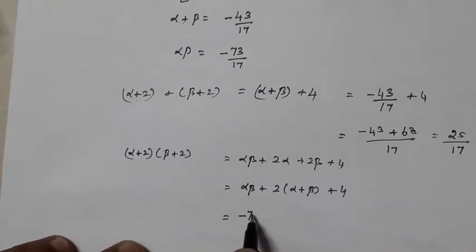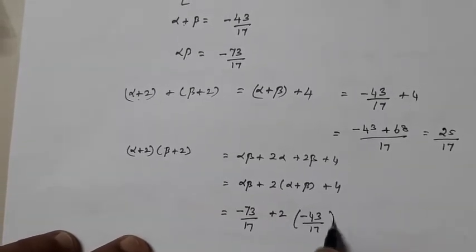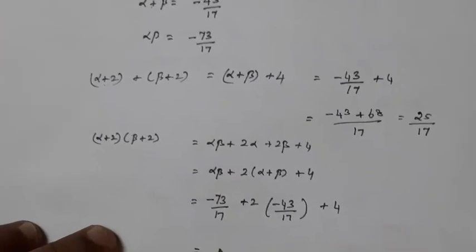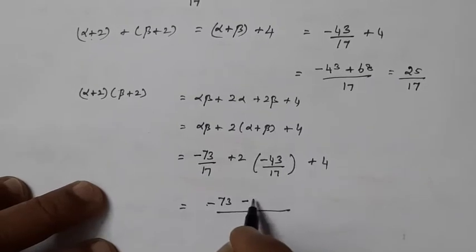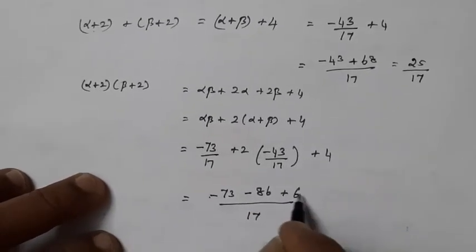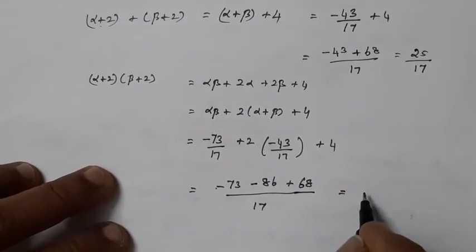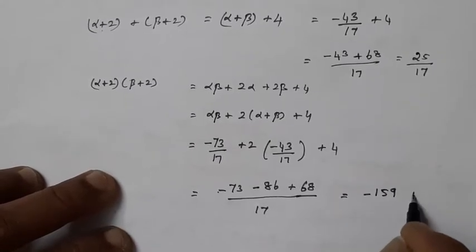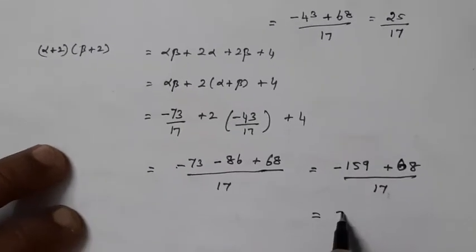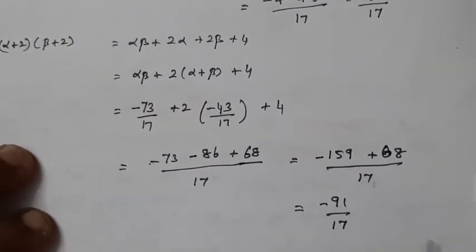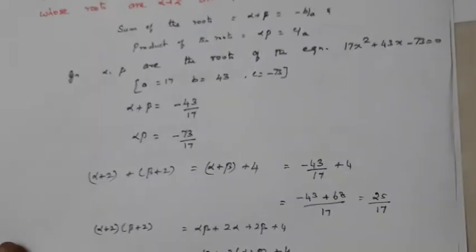Alpha beta takes the value minus 73 by 17 and alpha plus beta takes the value minus 43 by 17, then plus 4. Okay. So again taking LCM 17, so minus 73 and this is minus 86. Then again 4 into 17, 68. Okay. So this one is minus 73 minus 86. Adding the negative numbers, it will be minus 159 plus 68 divided by 17, that is equal to minus 91 divided by 17.